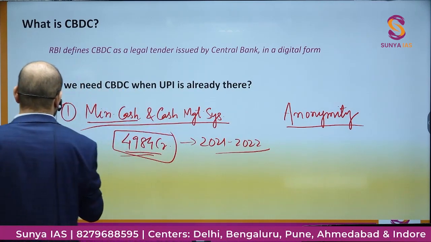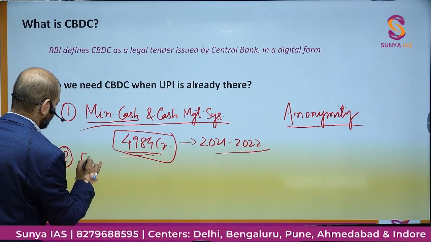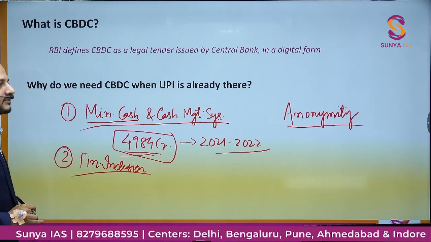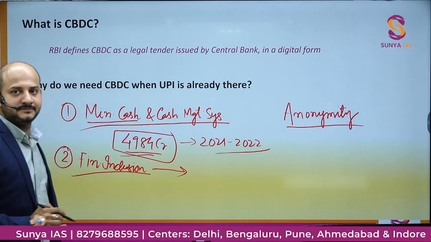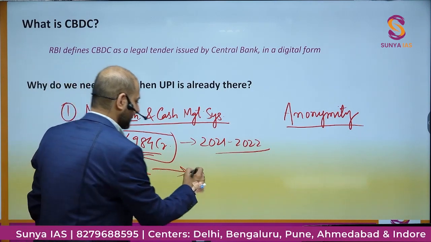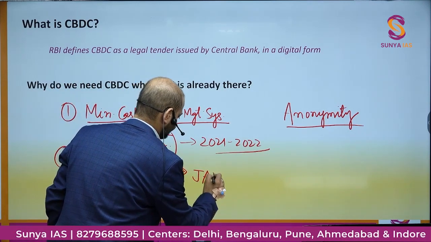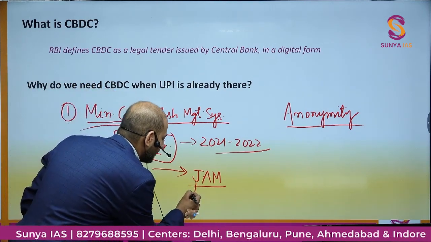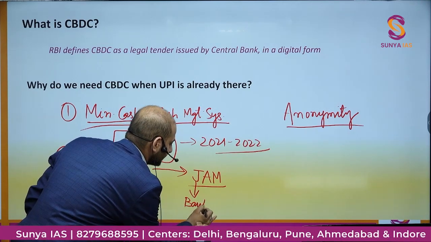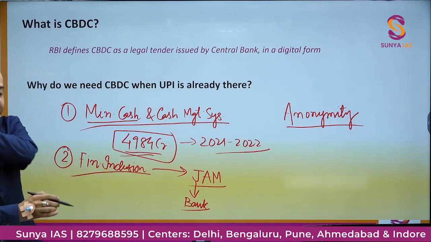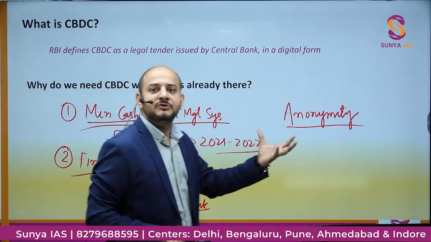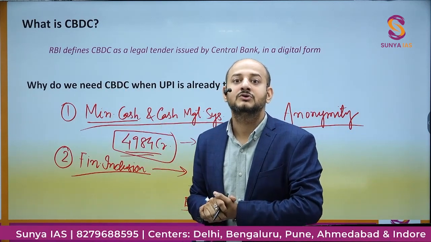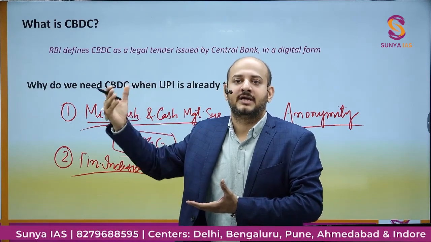Second is financial inclusion. The JAM Trinity has been a game changer. Jan Dhan, Aadhaar, mobile linkage. Jan Dhan accounts required bank accounts, Aadhaar linked and then mobile linked. This has created a revolution in financial inclusion. Now we want to move a step ahead in financial inclusion. Now we want to serve the unbanked population in the remote areas.